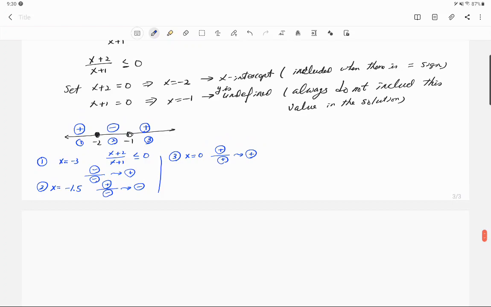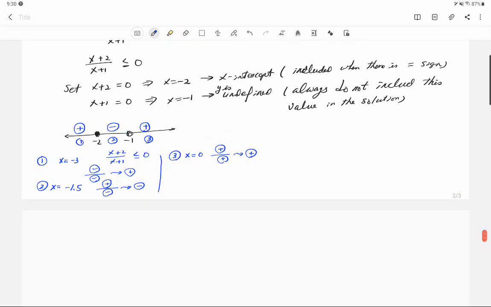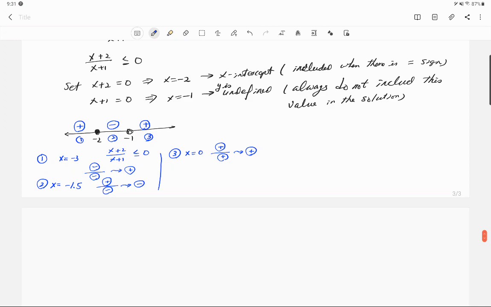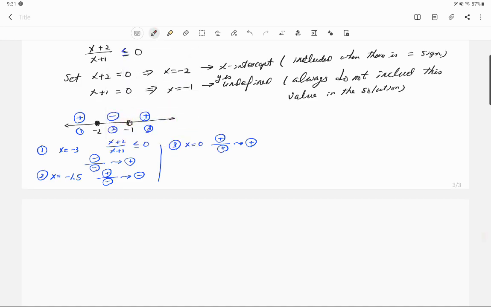So for these three intervals, they have different signs of y values. We are looking for the interval where the y value is less than or equal to 0. Less than 0 means the negative part. So which one is the negative part?